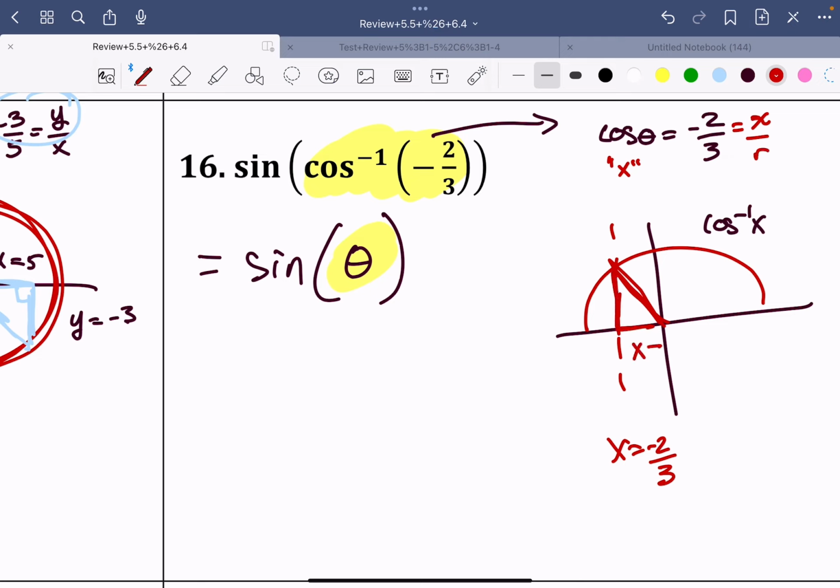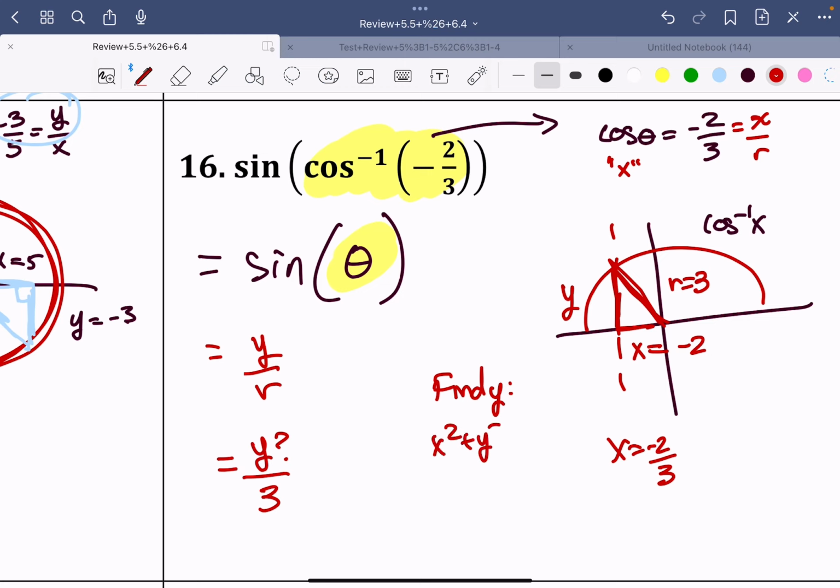So x is equal to negative 2, r is equal to 3. I just have to find y. Sine is y over r. So as of now, I know r, but I don't know y. I don't know why. I get it? Okay, so let's find the letter y.